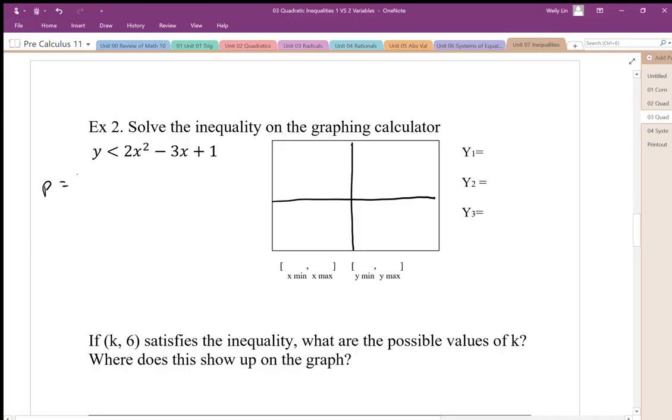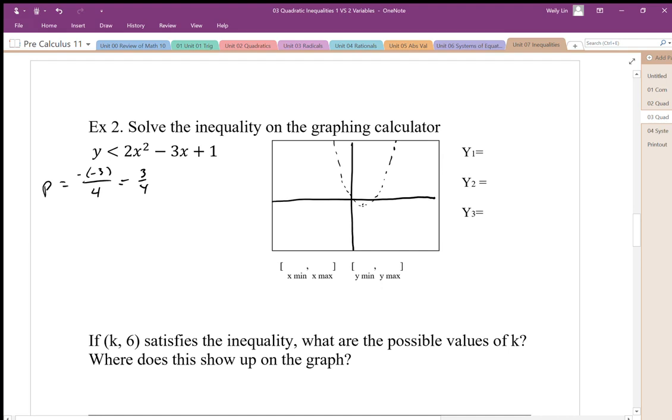P is equal to the negative of negative 3 over 2a, so it's going to be over 4. Our vertex is going to be at 3 over 4, a positive 3 over 4. When we plug in positive 3 over 4, we can get a y value. We don't necessarily need a lot of details, but we should have some idea where the vertex is. So I'm going to have my y-intercept at 1, my vertex somewhere around here, and there I have my graph.